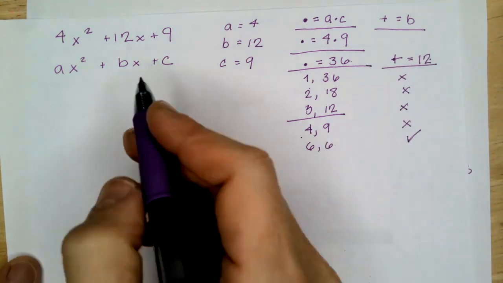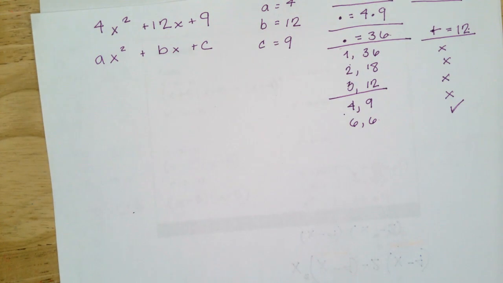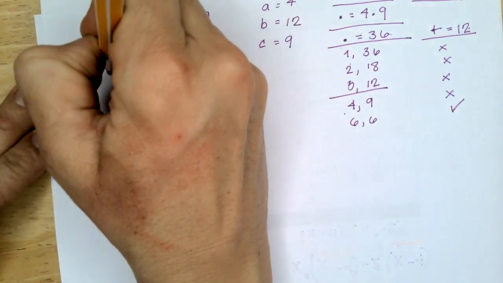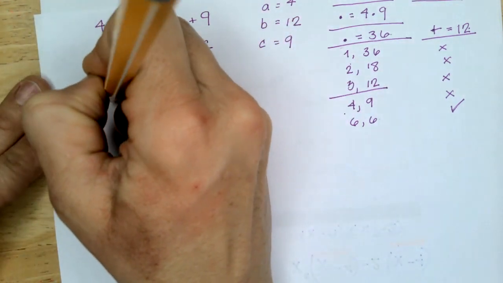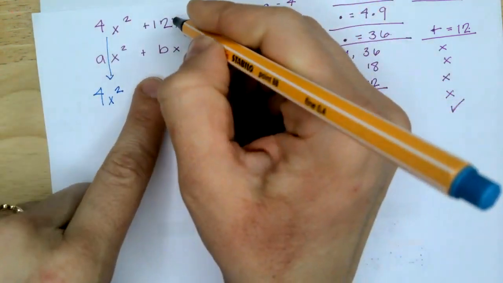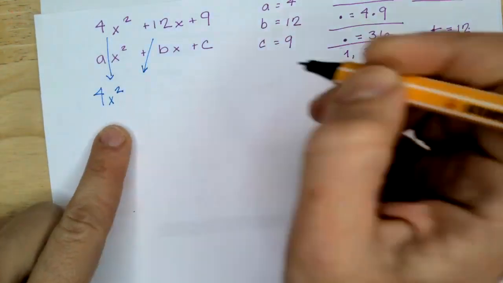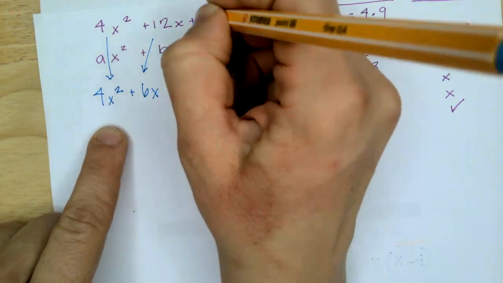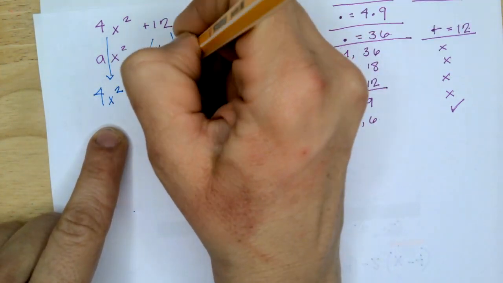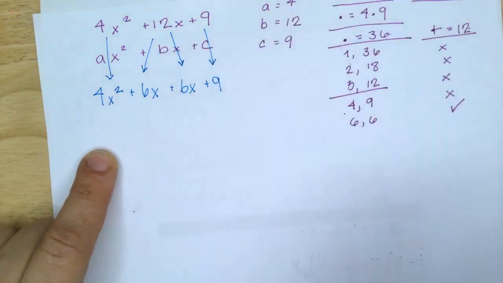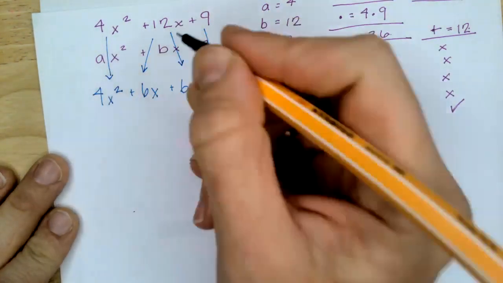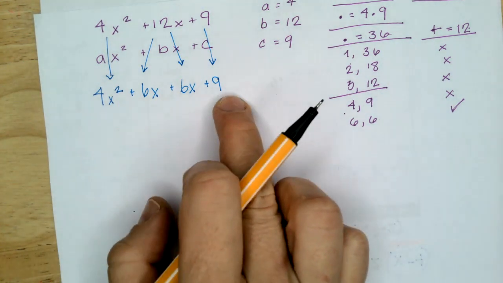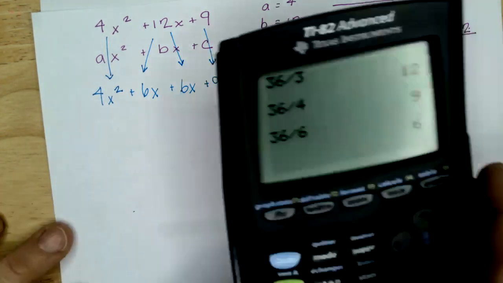Done, right? So now we take those numbers, we keep the a. So this is still 4x squared. Instead of 12, we're going to change it to 6x and 6x, and then we're going to keep c. Good? Now, I can't factor all 4 of these at once. I'm going to factor by grouping.